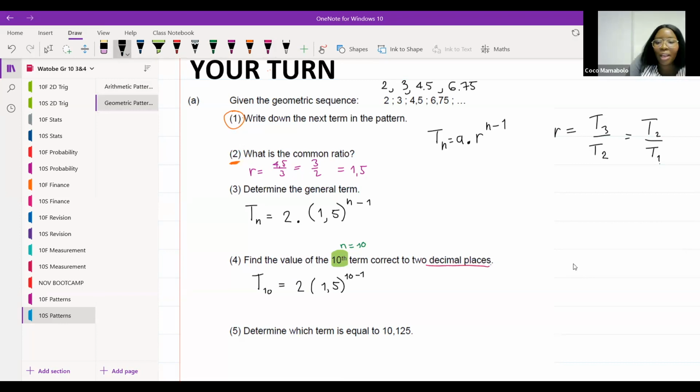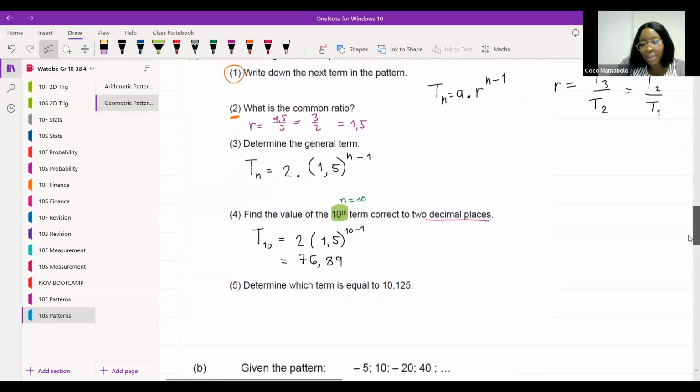I want somebody to give me an answer, please. What is T10 equal to? Thank you, that is 100% the correct answer. Well done. Good. Our answer here is 76.89. Excellent.